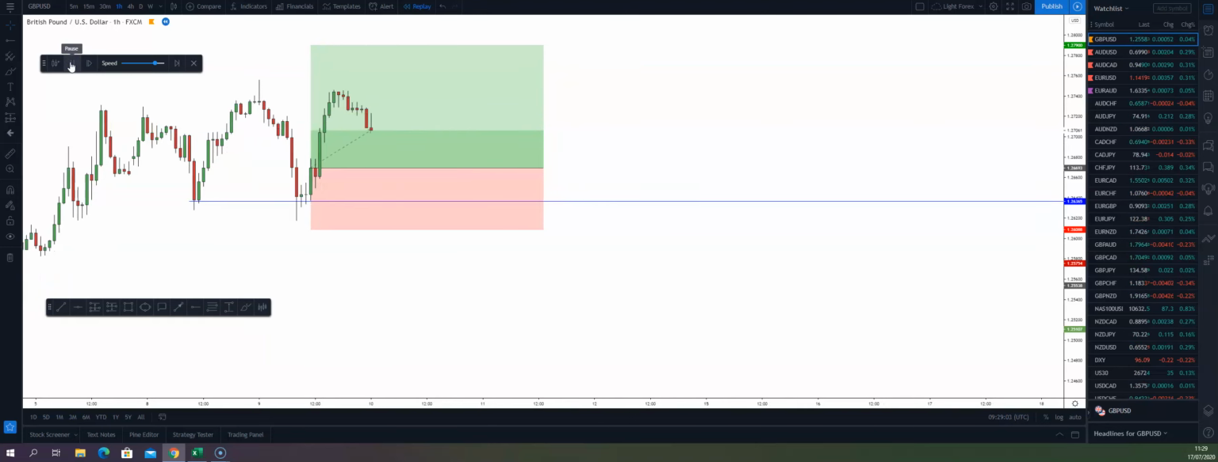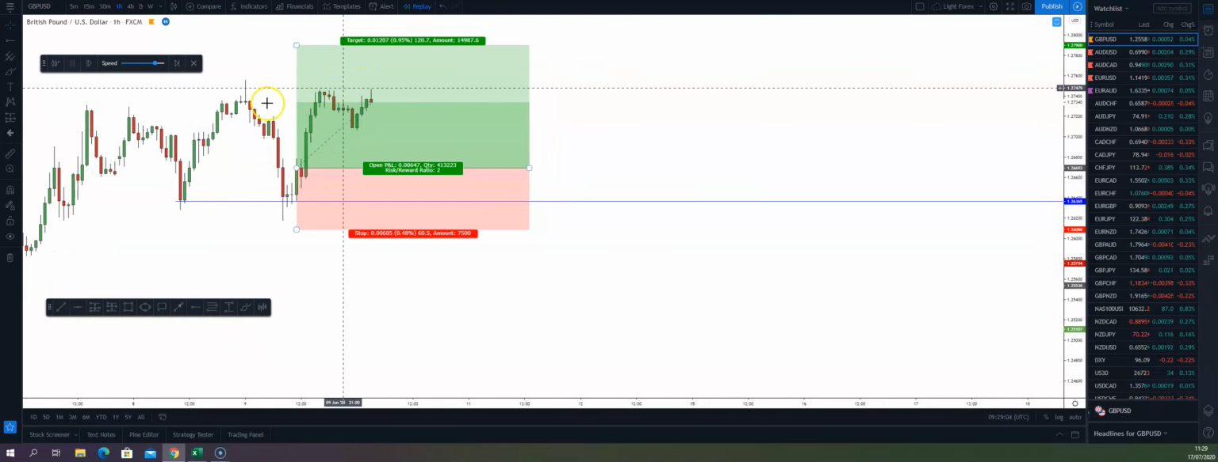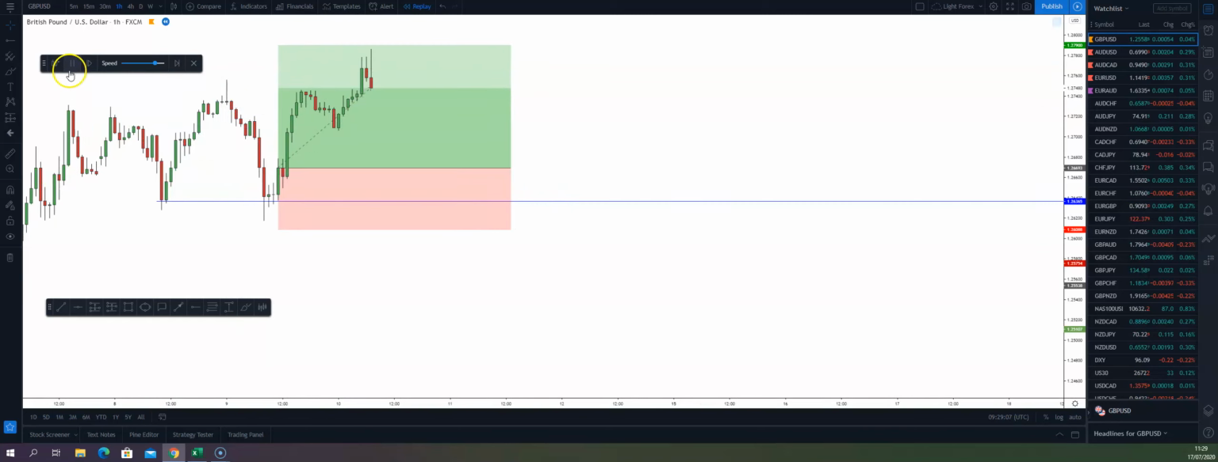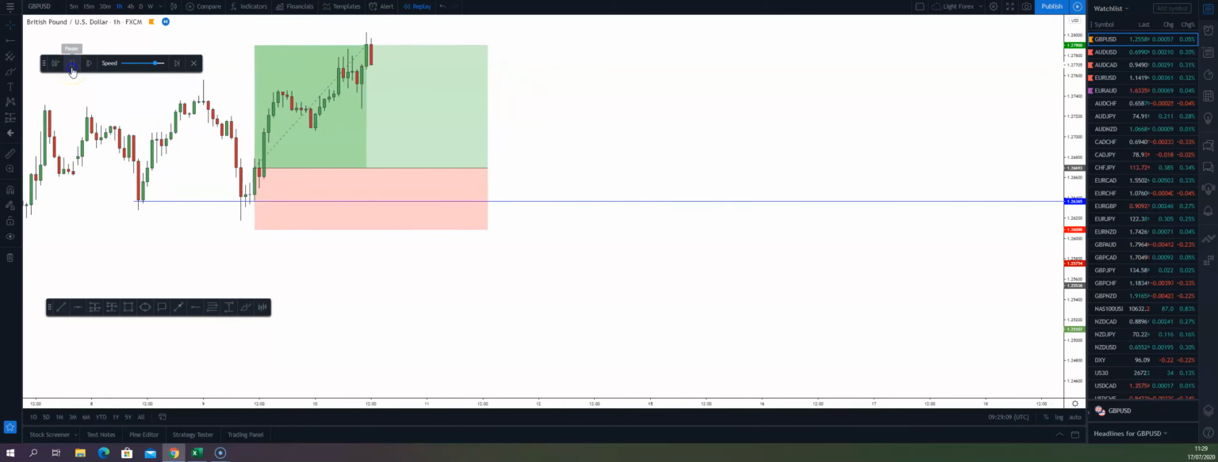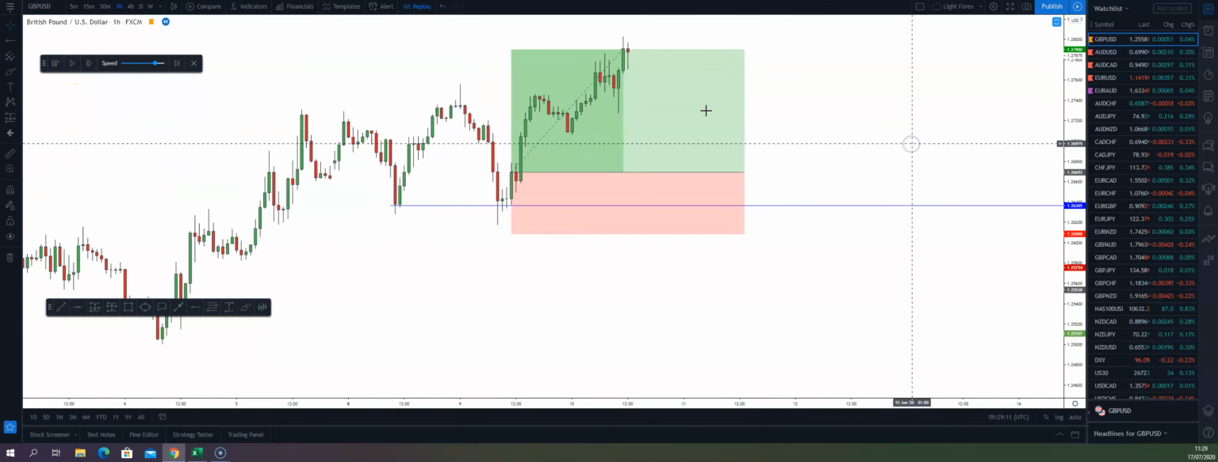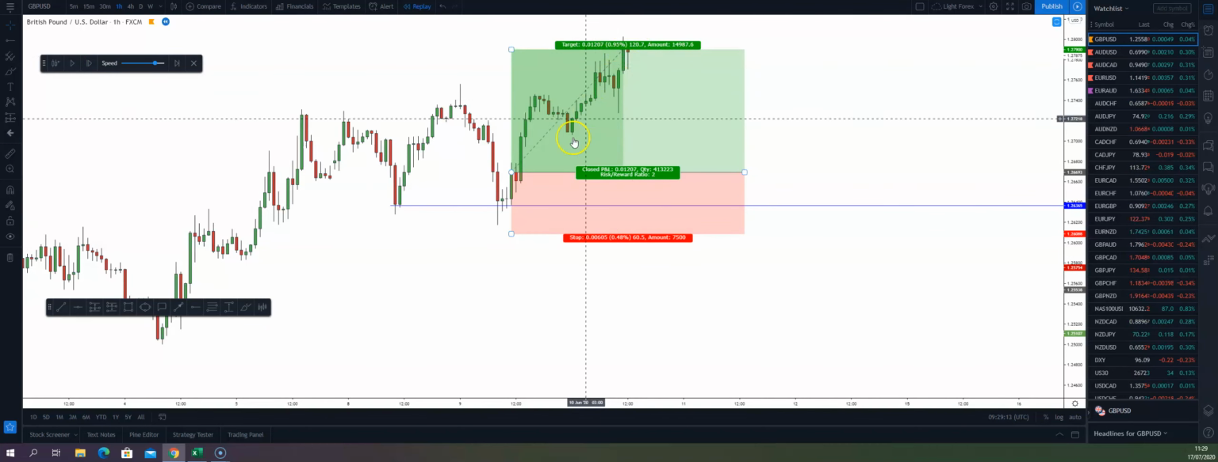We're going to see a pullback probably. The reason I was worried was about this structure, but it seems to have broken that structure. And there we have it. Okay, so then we got a win here for a 120 pip move.